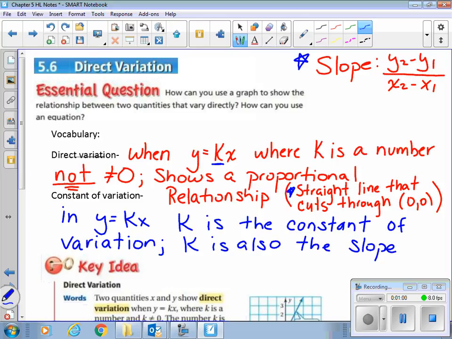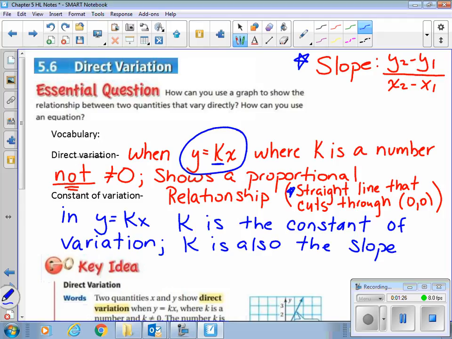I want you to copy down that definition of what direct variation is, and always remember that this is the equation for direct variation, y equals kx, and always remember that k cannot be 0, and that this equation shows a proportional relationship, which means that it is a straight line that cuts through the origin when you graph it.